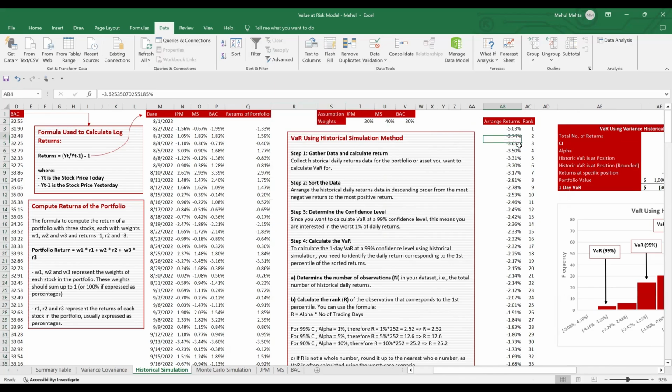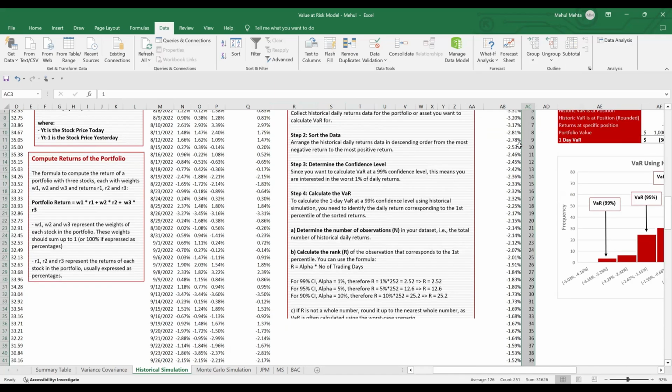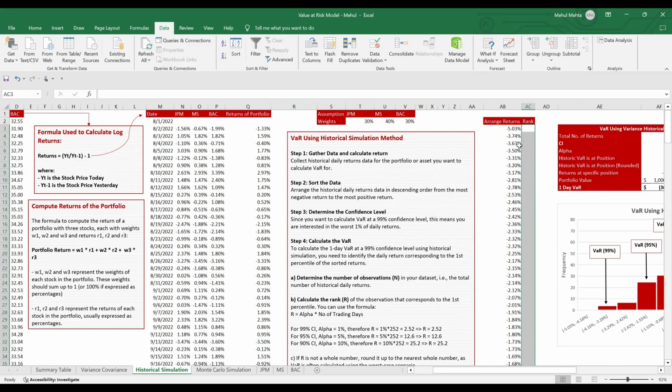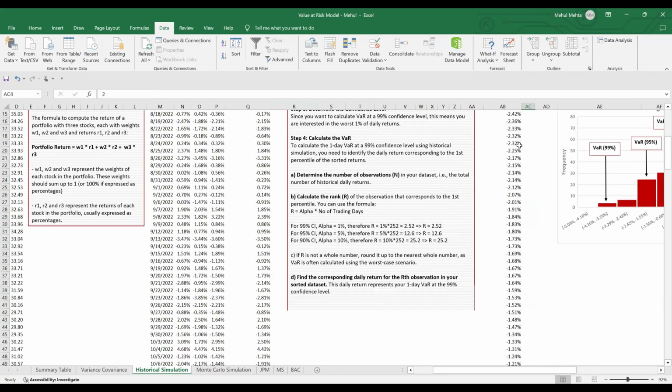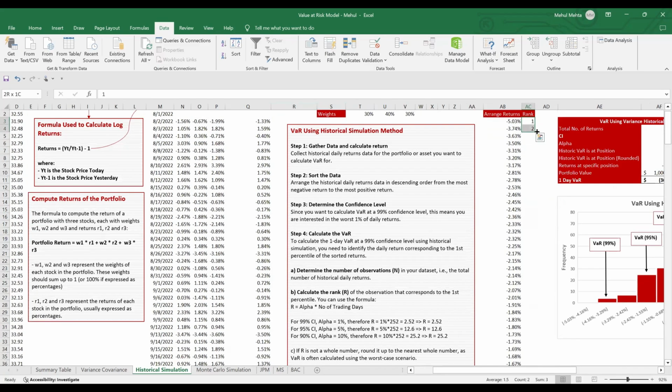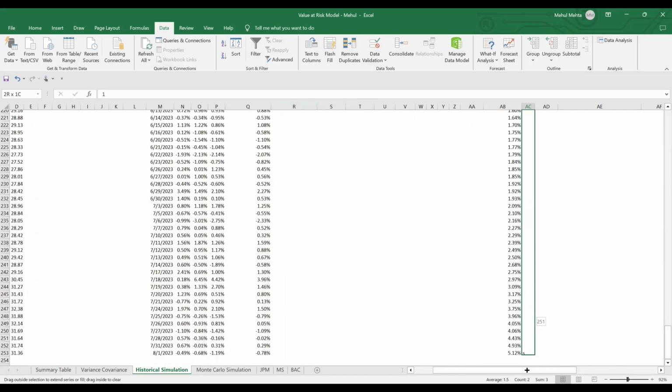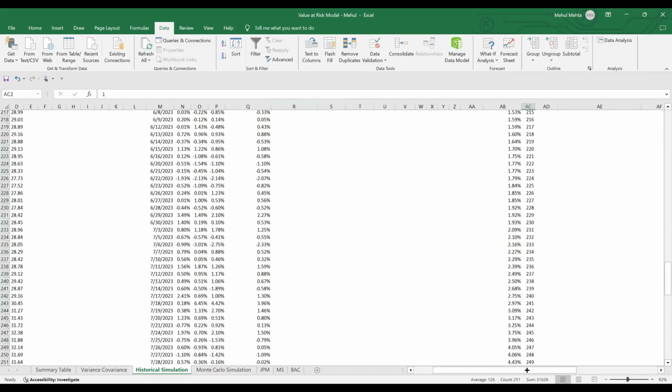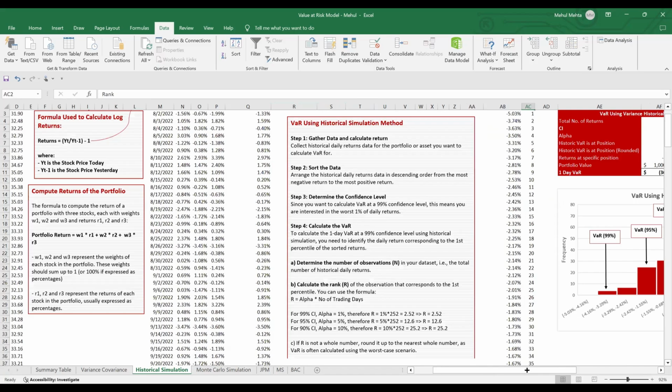Once you do this, you need to add a rank, or you can say position. So how I have added the position is just add 1, 2, something like this. And what you need to do is just go up till the last value we have. So this is how we have ranked.